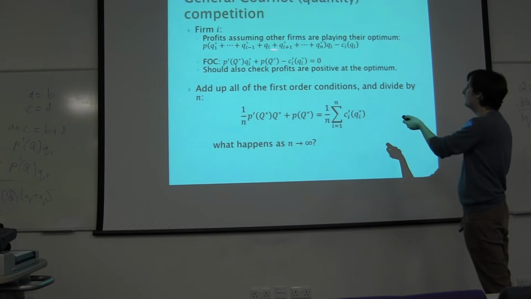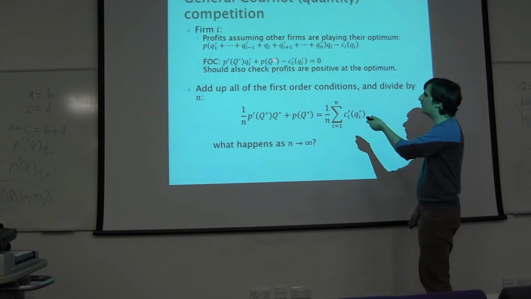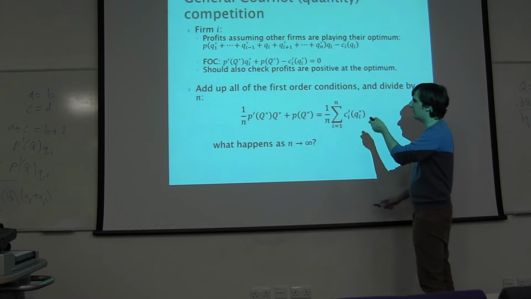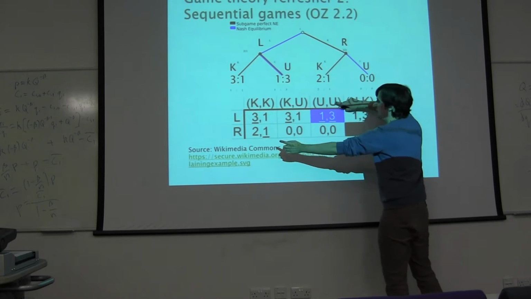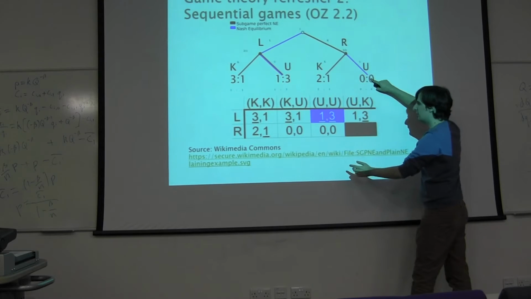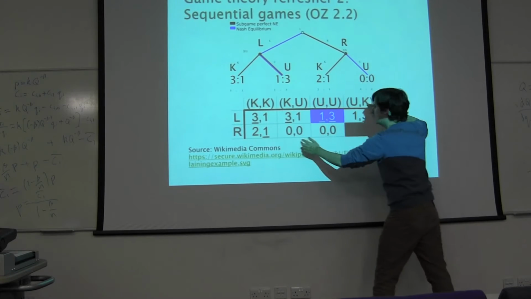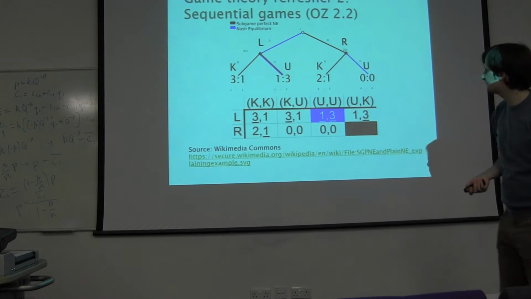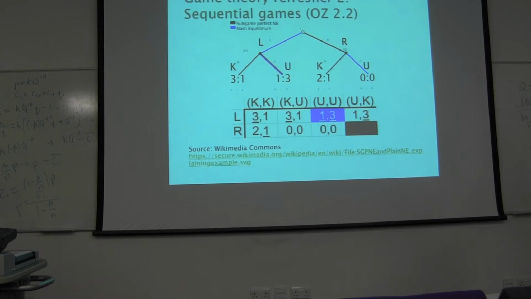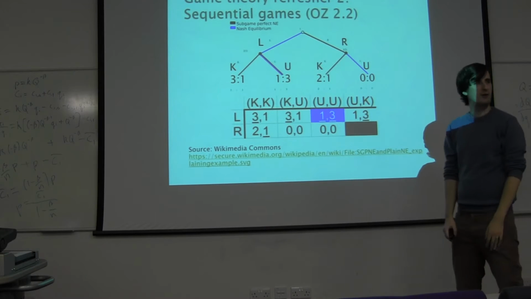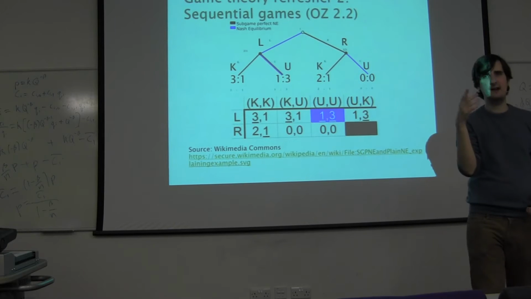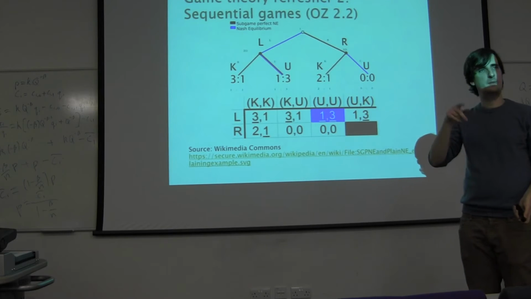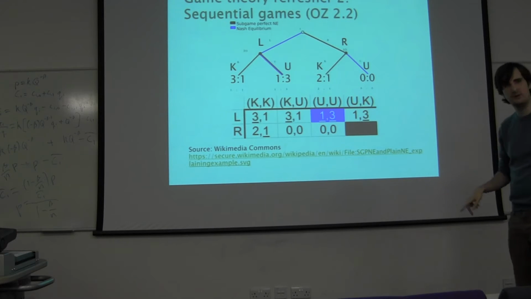So we've got these n firms. They all have first order conditions like this. This is RU, which is 0, 0, and this is RK, which is 2, 1. That makes sense? So we can put everything in a grid. And remember I showed you that trick for finding Nash equilibria in these games with a grid. You just underline the best responses.